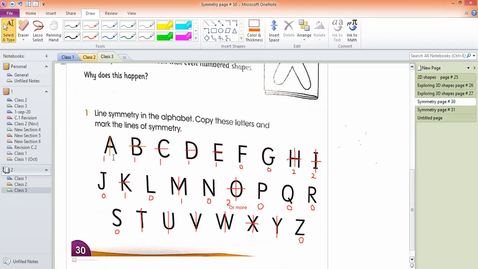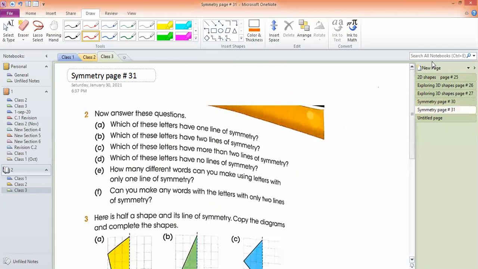One line of symmetry: A, B, C, D, E, and K, and M, and T, U, V, W, and Y. Sorry, I forgot to write here. It is also having one. V1, W1, X2, Y1. In this way, you can answer page number 31, question number 2a.